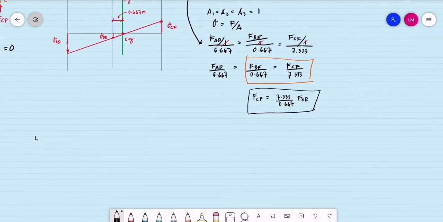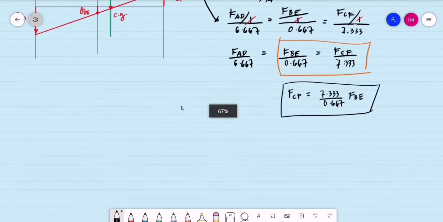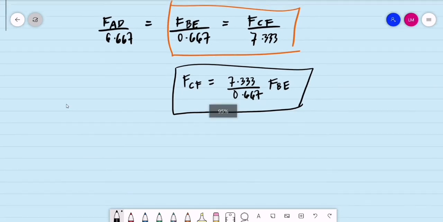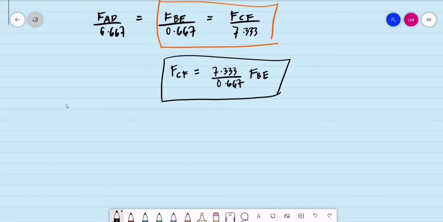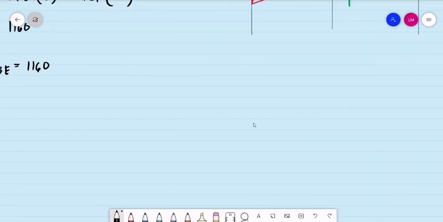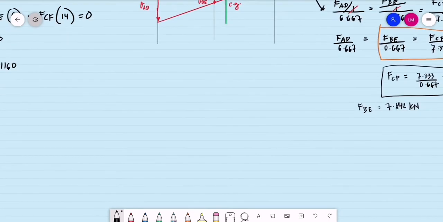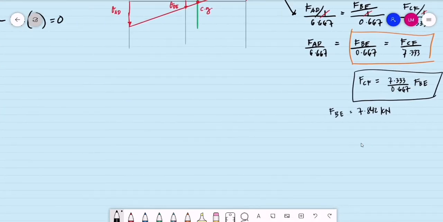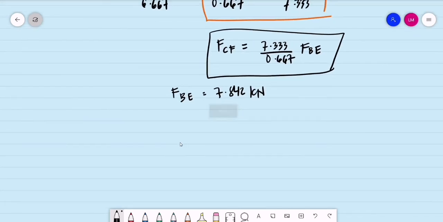Alright, so since we now have the axial force for member BE, we can now compute the axial force for the other members or other columns. Again, the axial force for member BE is equal to 7.842 kilonewtons. So we can now compute the axial force for column CF.